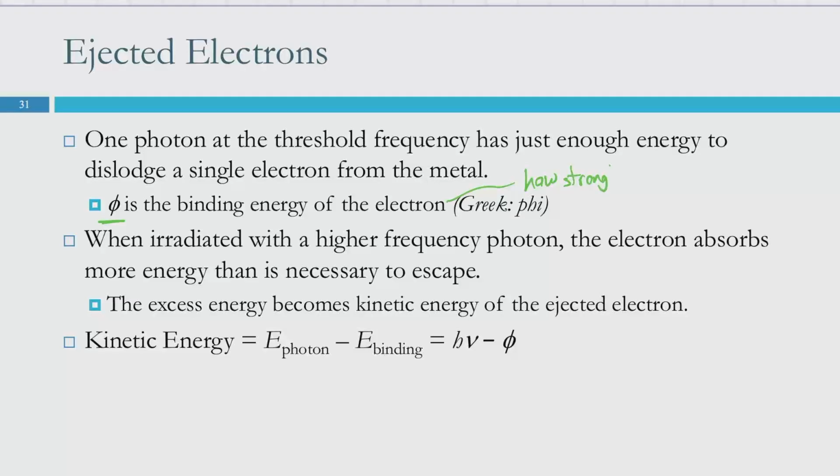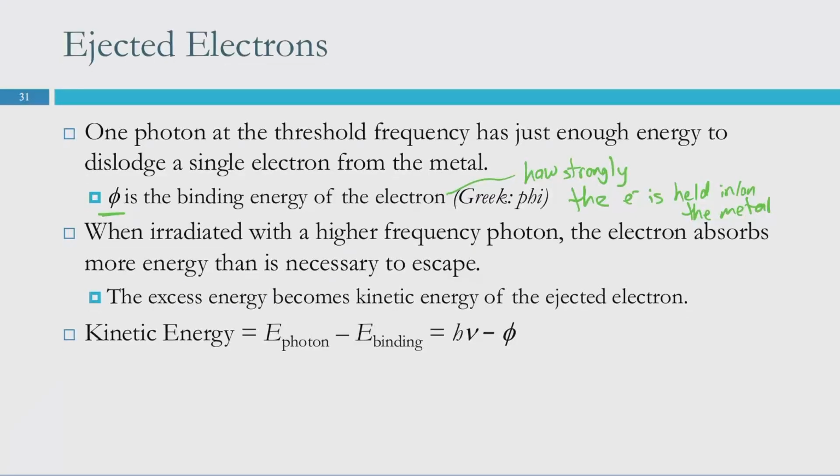So how strongly the electron is held in the metal. If you hit the metal, if you irradiate it with a higher frequency photon, higher frequency means more energy, the electron absorbs more energy than is necessary to escape. So that electron is still getting all of that energy, but now it's not just leaving, it's also taking that extra energy with it in its little rucksack. So that excess energy becomes the kinetic energy of the ejected electron.